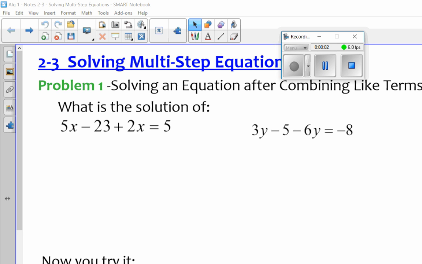Okay, everybody, this is chapter 2, section 3. This is just an extension of sections 1 and 2 where we're solving for a variable and doing inverse operations to be able to solve for a variable. In this case, what we're going to look at is being able to combine like terms before we start really doing anything to solve the problem, all right?